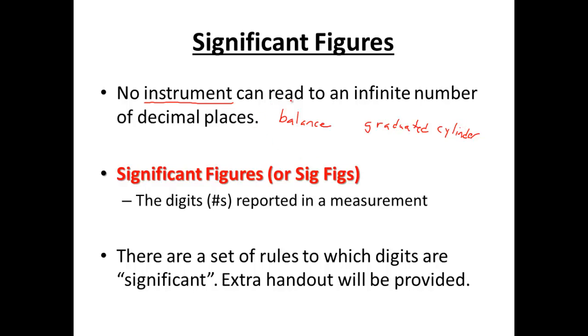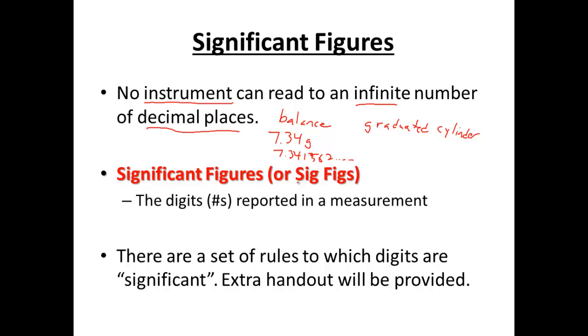So for all of these, no instrument can read an infinite number of decimal places. If you were to measure something, 7.34 grams might be measured, but no instrument can say 7.3415628. Eventually that machine has to stop on how accurate it can actually be. So no instrument can measure an infinite number of places.